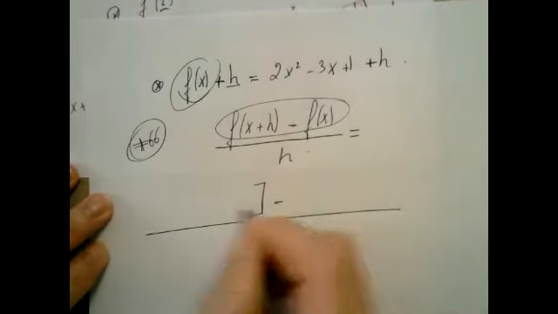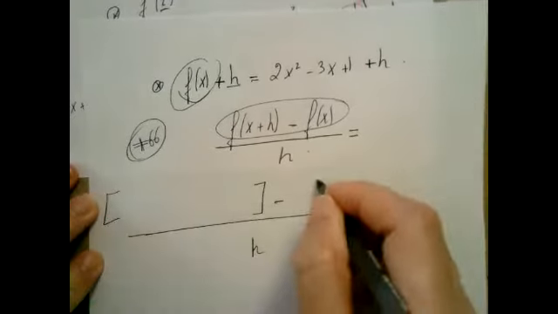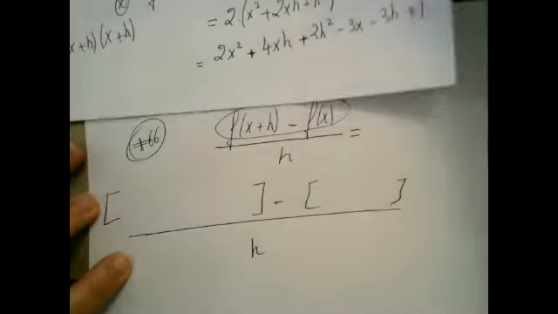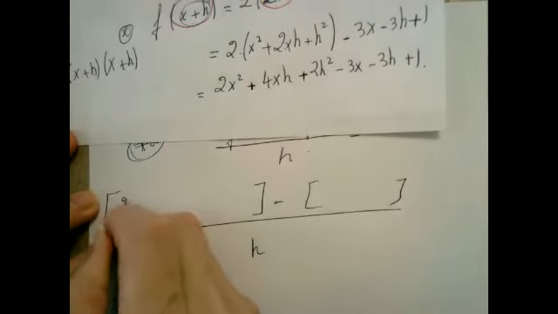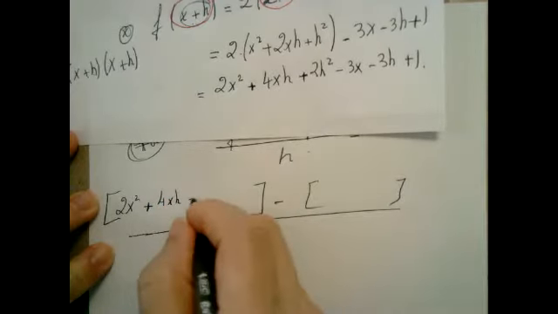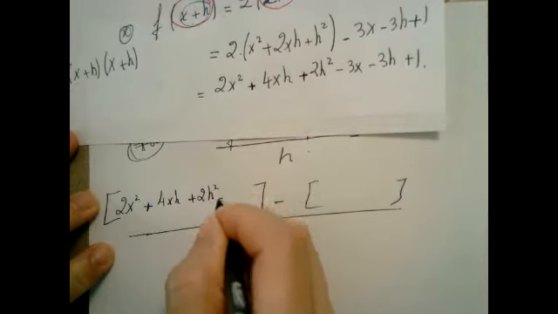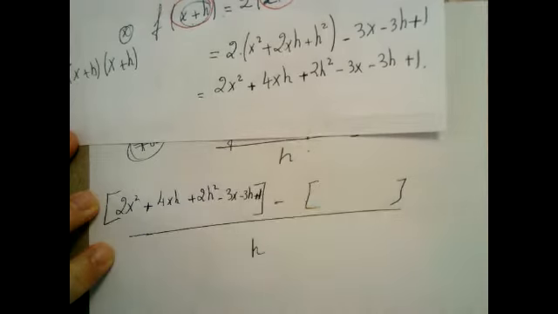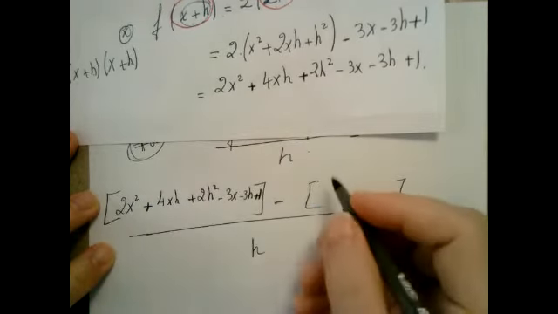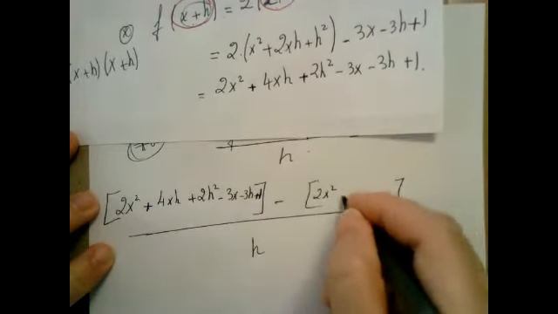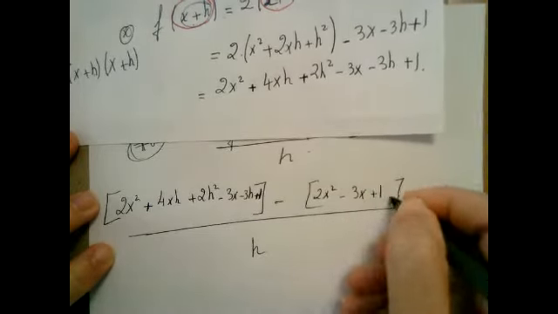And that's a minus, and a minus. All right. What's f of x plus h? So we just did the math. That's 2x squared plus 4xh plus 2h squared minus 3x minus 3h plus 1. f of x. f of x is, what does f do? It's 2 times x squared and minus 3x plus 1.